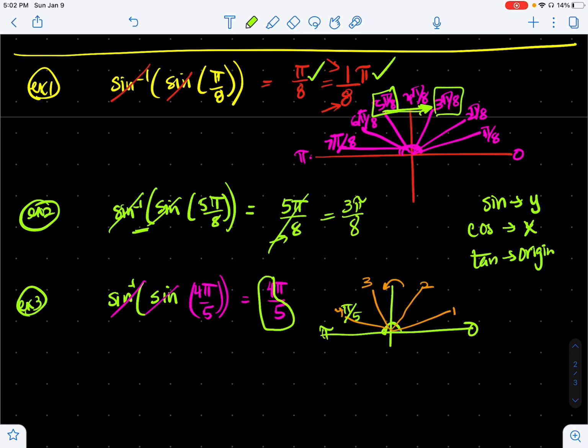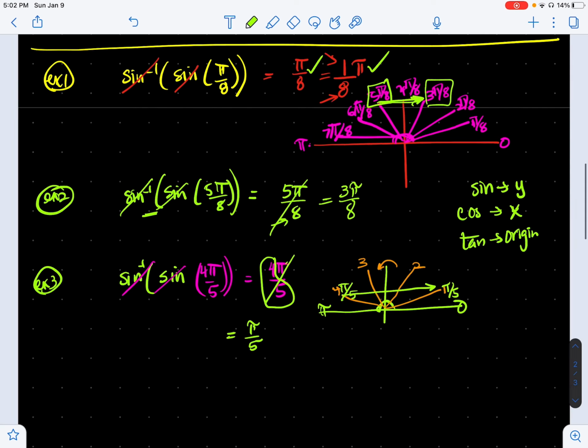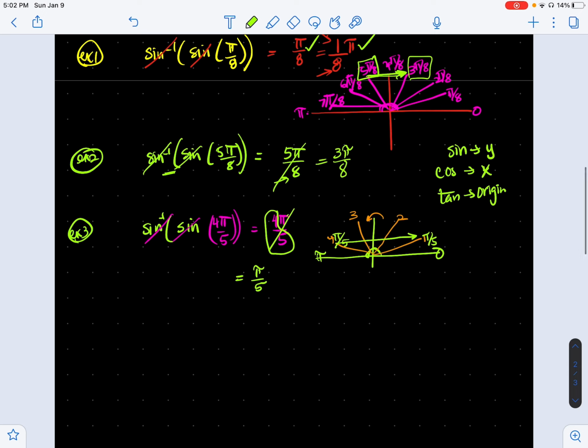That is not acceptable with sine. Got it, reflected over the y-axis, and the corresponding angle to 4 pi over 5 would be 1 pi over 5. So I shall discard that answer and call it pi over 5 instead. Interesting, right? Yep. Only 1 and 4 acceptable, as I said.